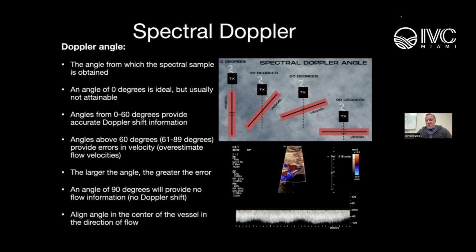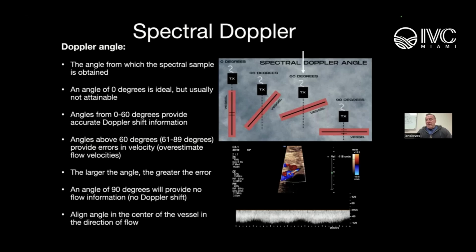So angles from 0 to 60 provide accurate Doppler shift information. Now, angles above 60 degrees, so 61 through 89, provide errors in the velocity, and it's going to overestimate the flow velocities. Now, the larger the angle, of course, the greater the error. An angle of 90 degrees will provide no flow information, no Doppler shift. So we want to align the angle in the center of the vessel in the direction of flow.